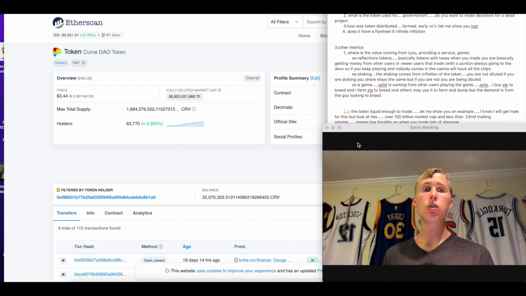So if there's no new people coming in and we learn that the value is basically coming from me trading or someone else trading, then I realize that if I keep playing this casino game and no one comes in, we keep going around and around and around. Eventually, the devs will have all the money. That's what you can understand for the reflection tokens.